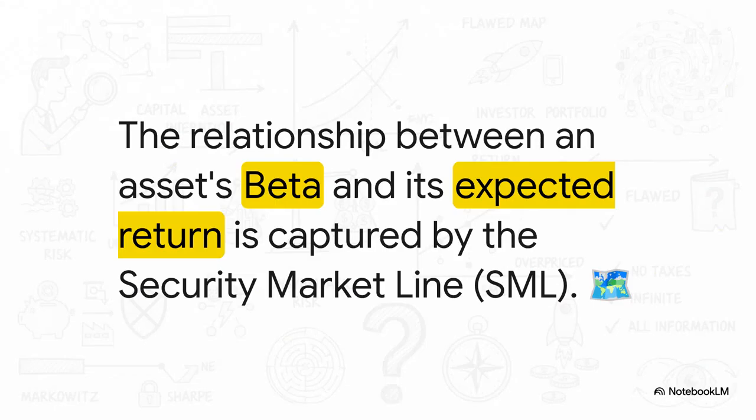So now, let's draw a new picture. Instead of plotting return against total risk, let's plot return against beta, our measure of systematic risk. What do we get? We get the security market line, or SML. And this line is basically the CAPM formula in a picture. It shows you the return you should expect from any asset, a single stock, a portfolio, whatever, based on the market risk it carries. It's our true north.